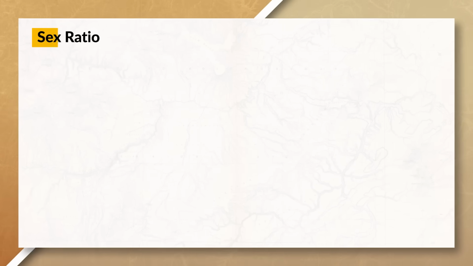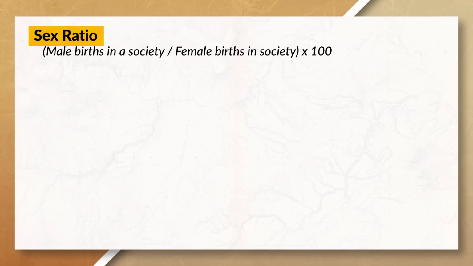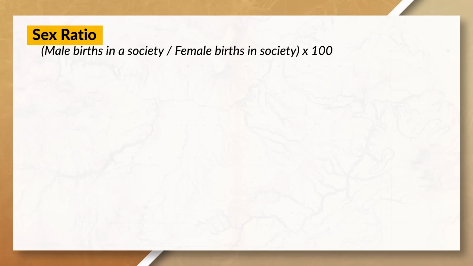We can also use population pyramids to gain insight into a country's sex ratio and dependency ratio. The sex ratio shows us the ratio of males to females in a population. To find this ratio, you take the number of male births in society and divide it by the number of female births, then multiply it by 100. If this ratio is above 100, it means that there are more male births in society, but if it's less than 100, it means there's more female births in society. And if you get a number that's exactly 100, it means the births between males and females are the same.